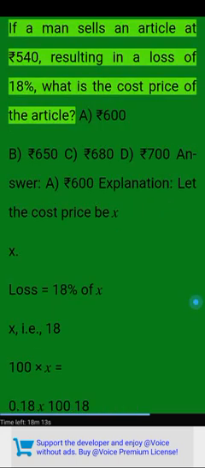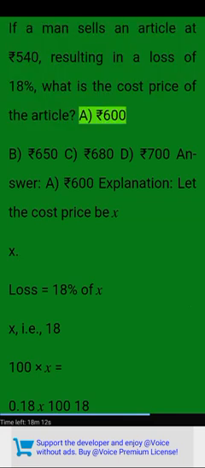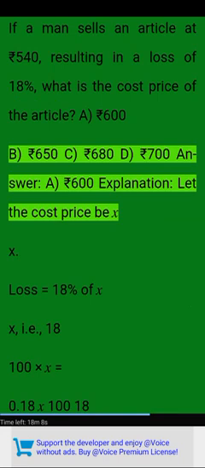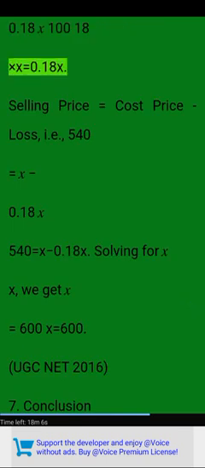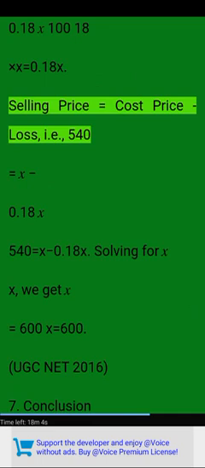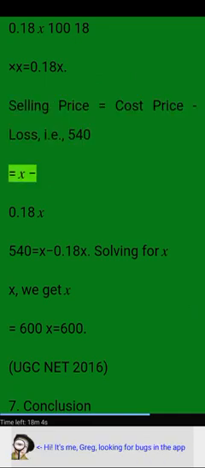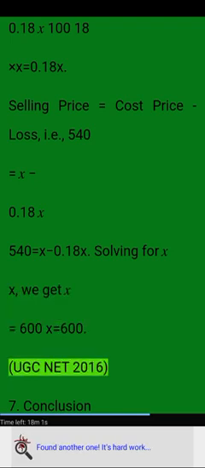UGC NET 2017. If a man sells an article at 540 rupees, resulting in a loss of 18%, what is the cost price of the article? A. 600 rupees. B. 650 rupees. C. 680 rupees. D. 700 rupees. Answer: A, 600 rupees. Explanation: Let the cost price be X. Loss equals 18% of X, i.e., 18 over 100 times X equals 0.18 X. Selling price equals cost price minus loss, i.e., 540 equals X minus 0.18 X. Solving for X, we get X equals 600.